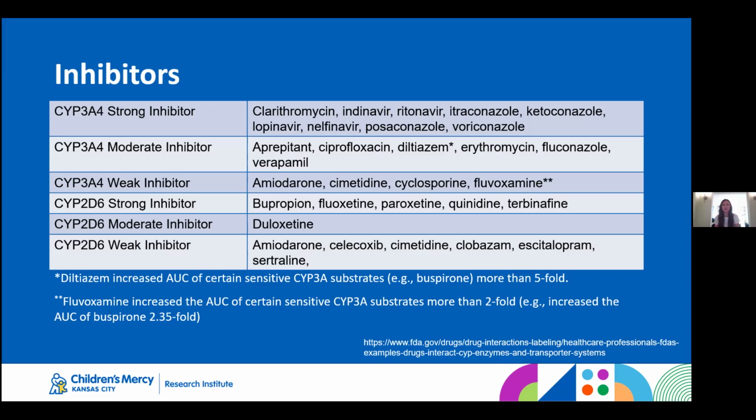And then a few of these will have asterisks by them. And that's just to point out that this isn't entirely set in stone. And so some of this can change depending on the substrate. So for example, diltiazem on here is listed as a CYP3A4 moderate inhibitor. But if the substrate that we're looking at is buspirone, in that case, you can see an increase in the AUC of more than fivefold, which would push that up to a strong inhibitor. So just to point out that there's some flex here, and it's not always set in stone.